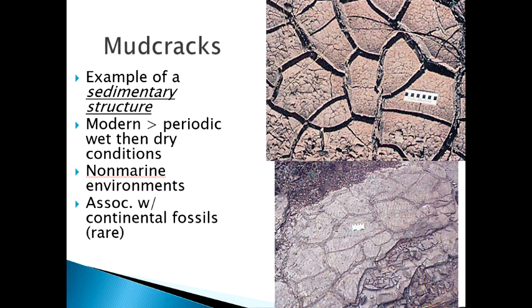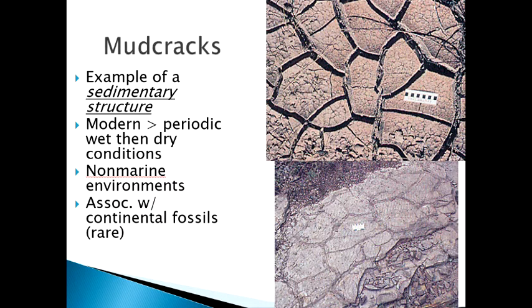Everybody's seen mud cracks. The upper picture is from a pond that dried up just a few days before the picture was taken. And what it indicates, as any mud cracks do, is that there was a wet period where the mud was wet, maybe covered completely in water, and then it dried out. And as it does, mud breaks into these very distinctive polygon shapes. That's very characteristic of non-marine environments, and it's associated with some continental fossils. A lot of times trace fossils.